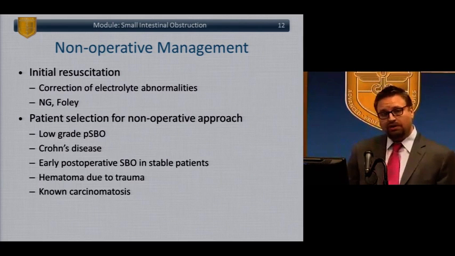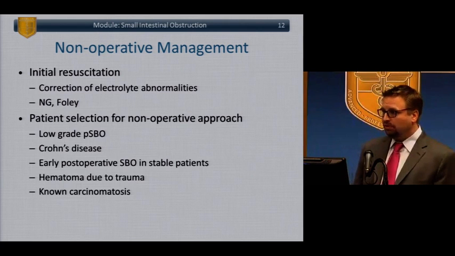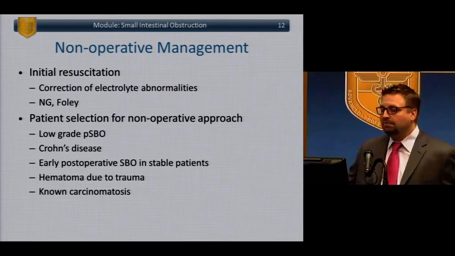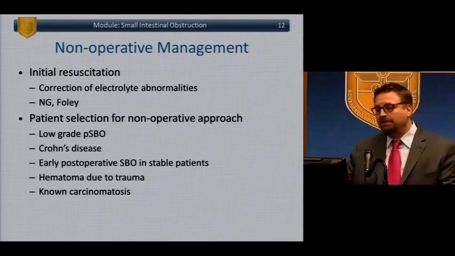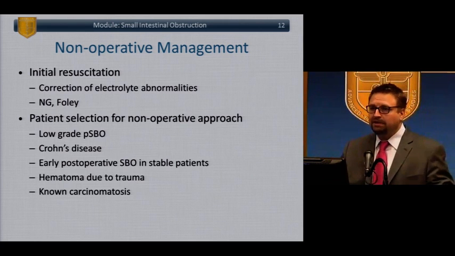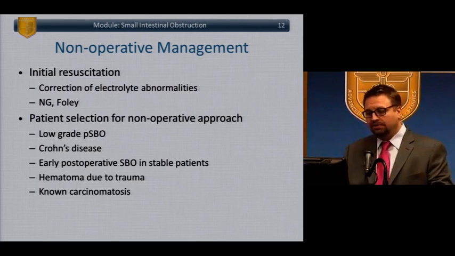Patients with low-grade obstruction, so those who might be distended or even vomiting but still passing some gas and stool. Patients with Crohn's disease, which will usually be apparent on the CT scan. So if they have inflammatory changes of the small bowel, this might often be managed medically with steroids and such, and we'll talk more about that. Early post-op obstruction in patients who are otherwise stable. This is a common scenario, of course, trying to differentiate post-op ileus from adhesive obstruction.